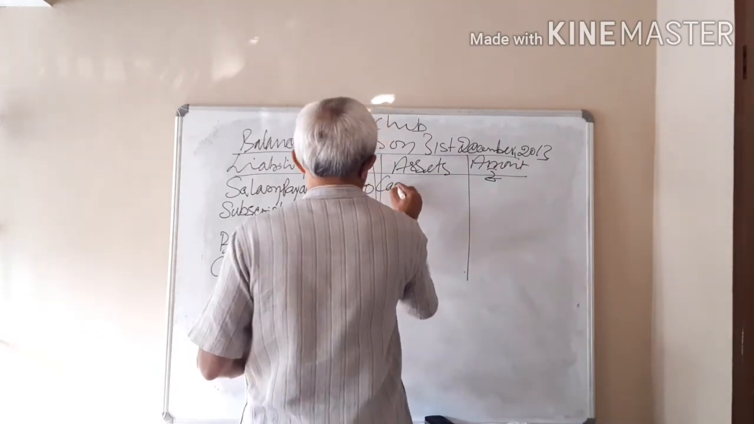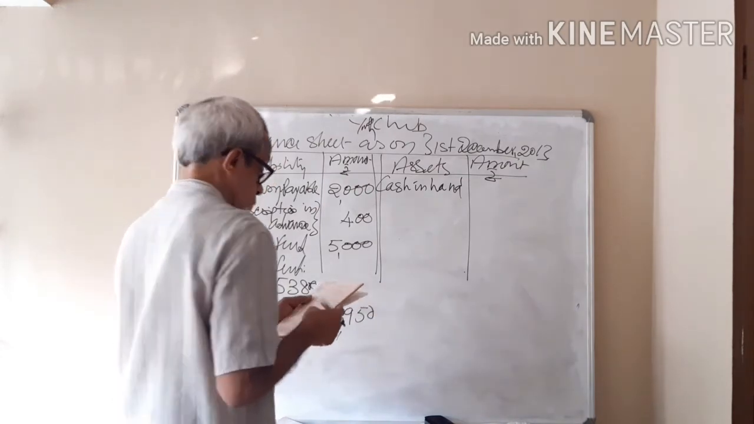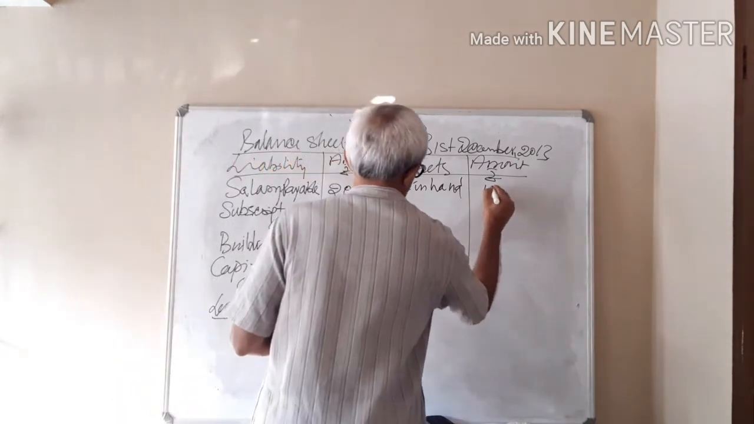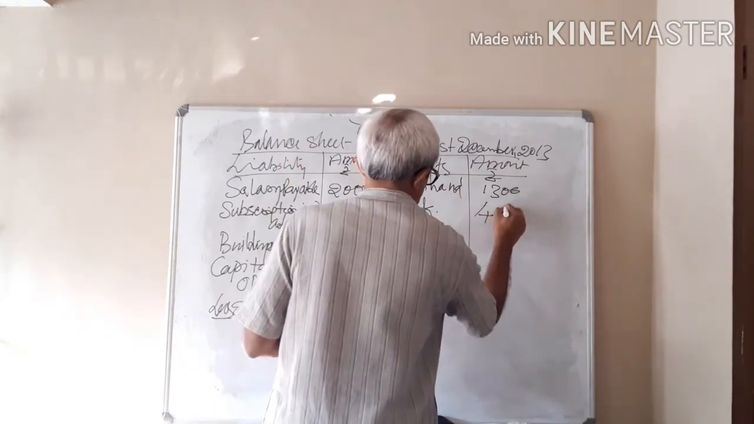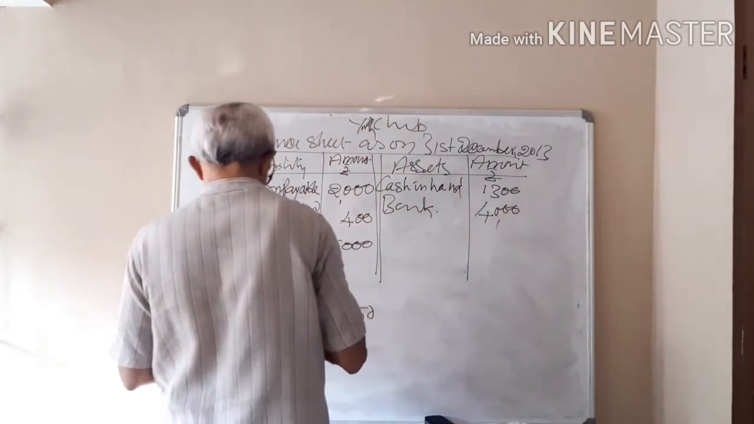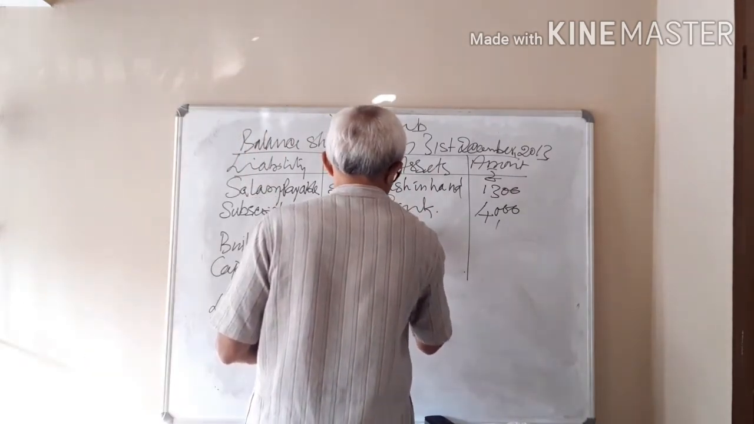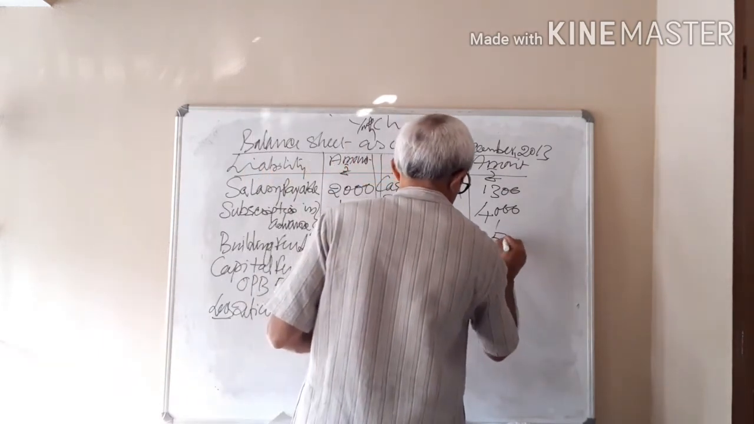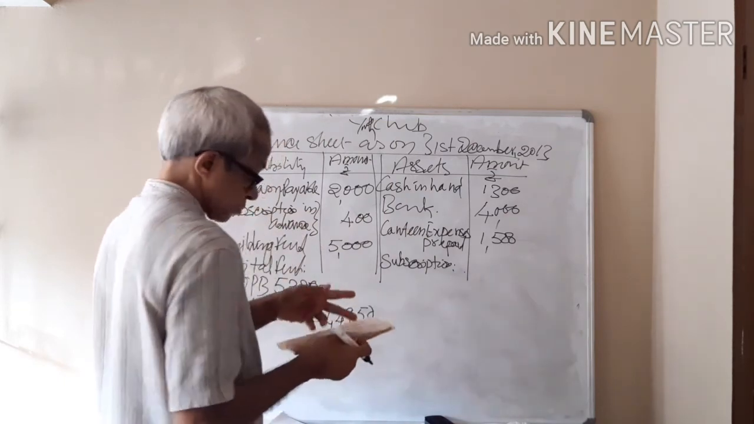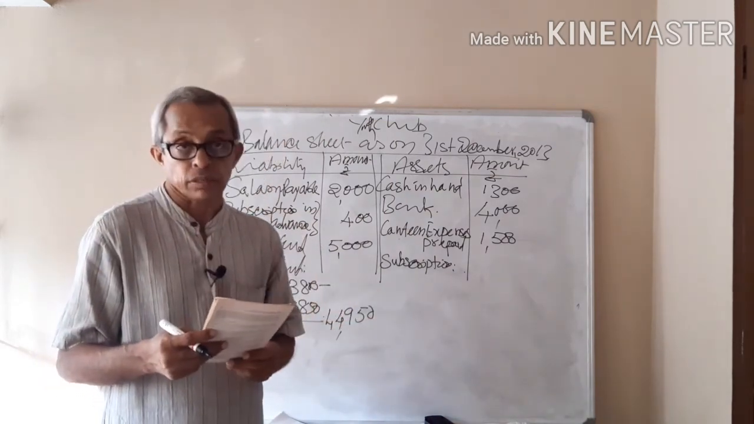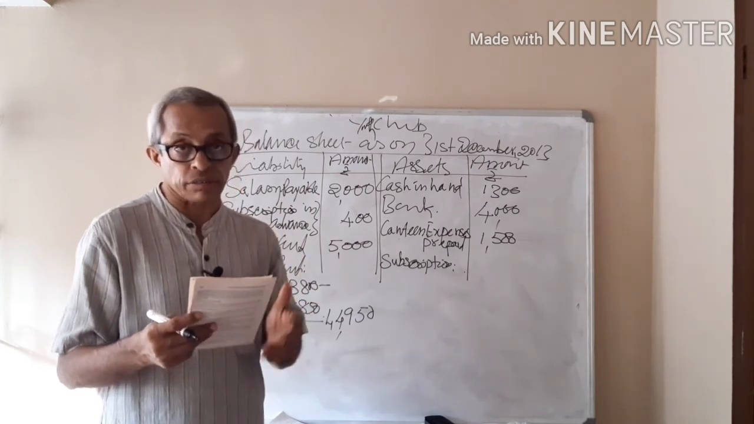Next is on the asset side. First item is cash in hand. It is the closing balance of receipts and payments account. Cash is 1,300. Bank. Next is canteen expenses prepaid, 1,500. Next is subscription. Here, subscription received during the year of the previous year is 500.